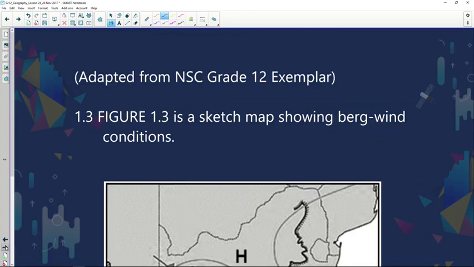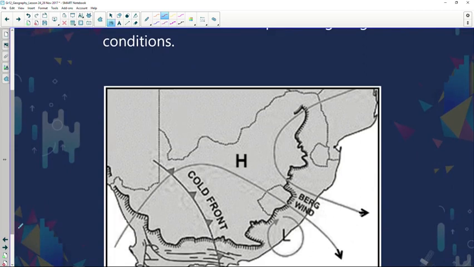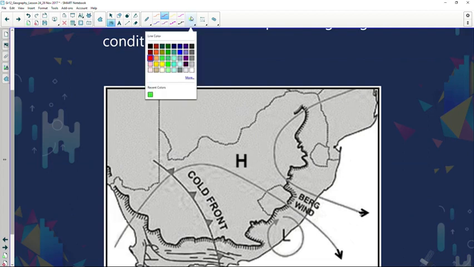Now let's quickly look at question 1.3. It's a sketch map showing bergwind conditions. Now bergwinds usually happen during the winter. It's very easy to see what's happening over here. Now we're going to look at some clues over there.